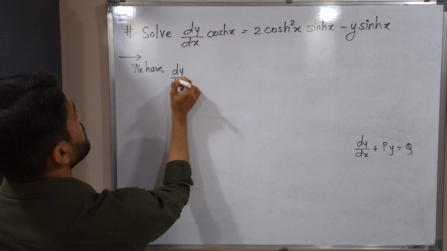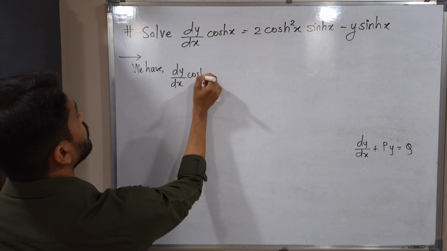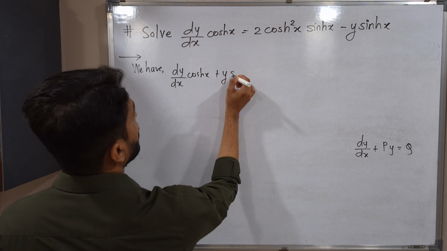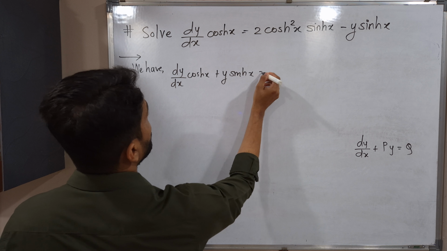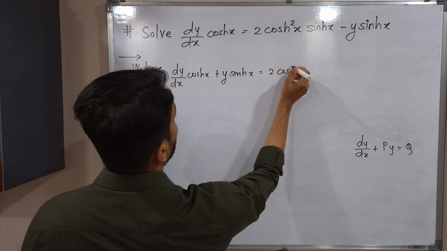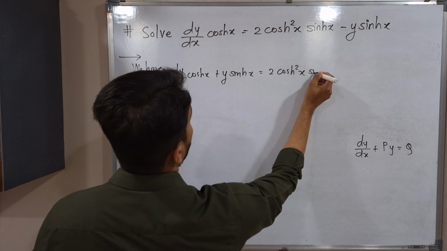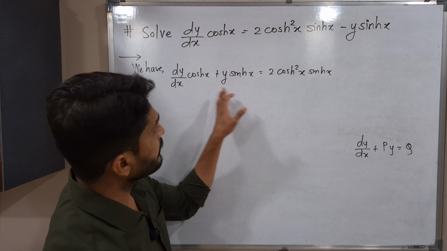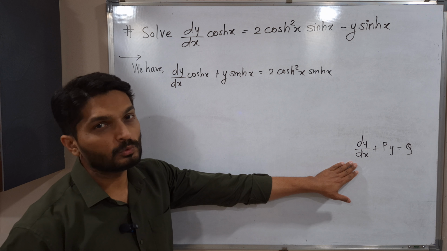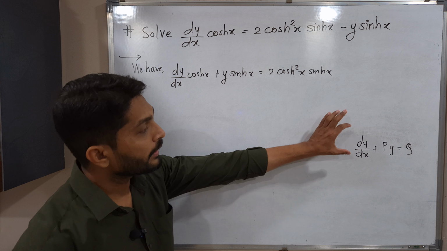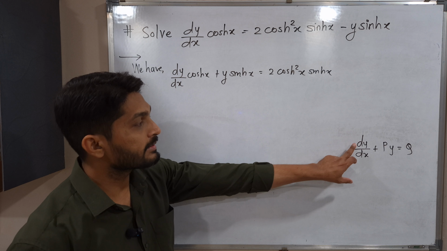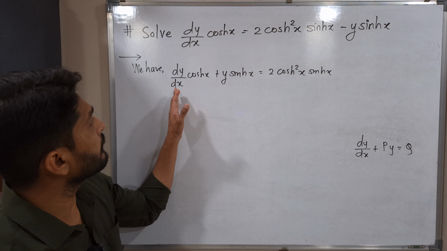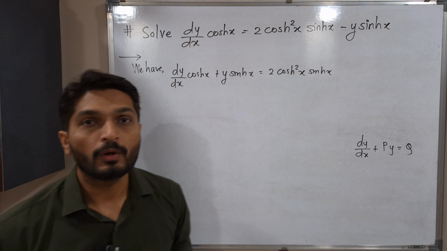So therefore, we have dy by dx hyperbolic cos x, I'm bringing that term here, plus y hyperbolic sin x is equal to 2 hyperbolic cos square x hyperbolic sin x. Does it look like the standard format? No. We want dy by dx as a single term. We don't want any multiple of dy by dx, but here we have a multiple of dy by dx, which is hyperbolic cos x.